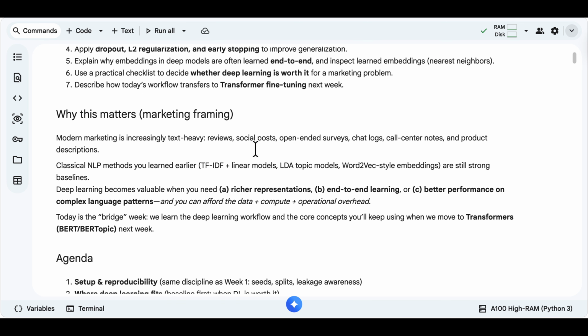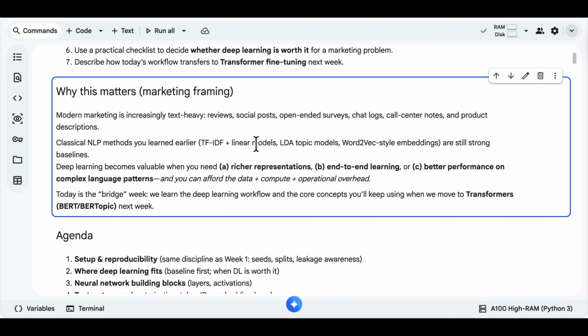Modern marketing is full of text. We see it in reviews, social posts, survey comments, chat logs, service notes, and product descriptions. Classical methods such as term frequency, inverse document frequency, topic models, and word2vec are still strong baselines. Deep learning becomes valuable when we need richer representations, better handling of complex language patterns, or end-to-end learning where the model can discover useful features by itself. The trade-off is that deep learning usually needs more data, more compute, and more operational care.